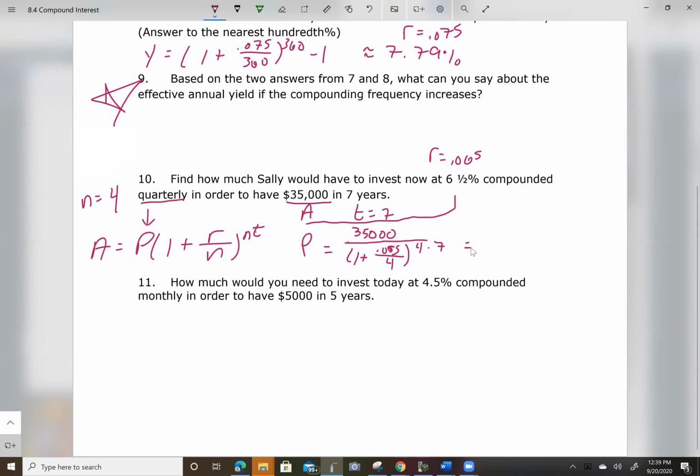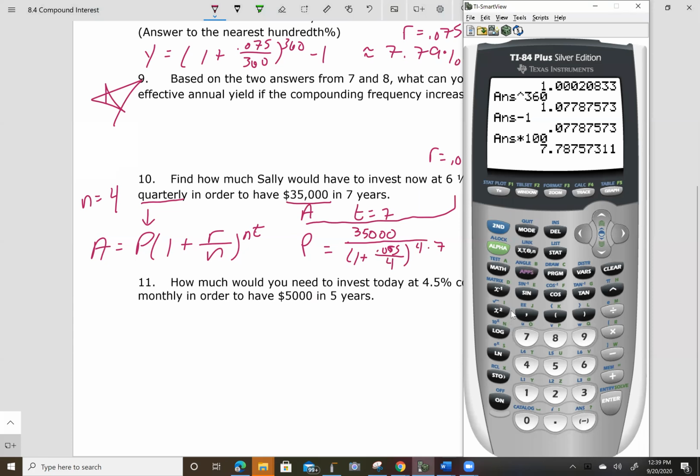Okay, and so I don't want to mess this up in the calculator either, so let's just do it one step at a time. So let's do the denominator first. Everything on the numerator and the denominator are going to happen separately when you're solving equations. So my denominator is parenthesis 1 plus parenthesis 0.065 divided by 4, parenthesis, to the power. 4 times 7 is 28, so I'm just going to put that. Look, I almost made a mistake again. I need a second parenthesis here.